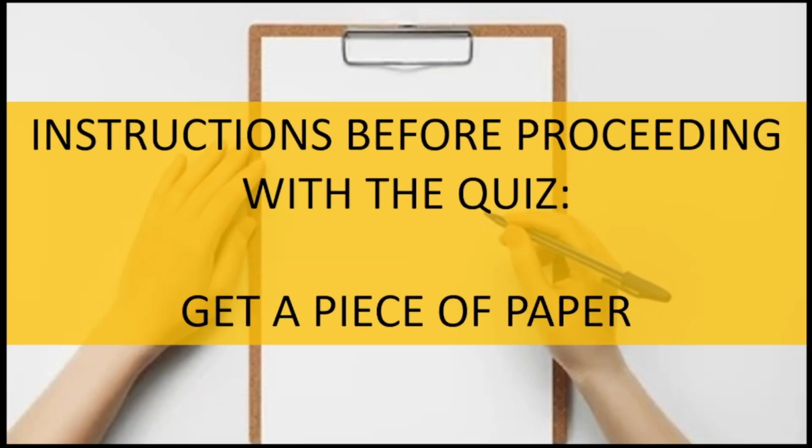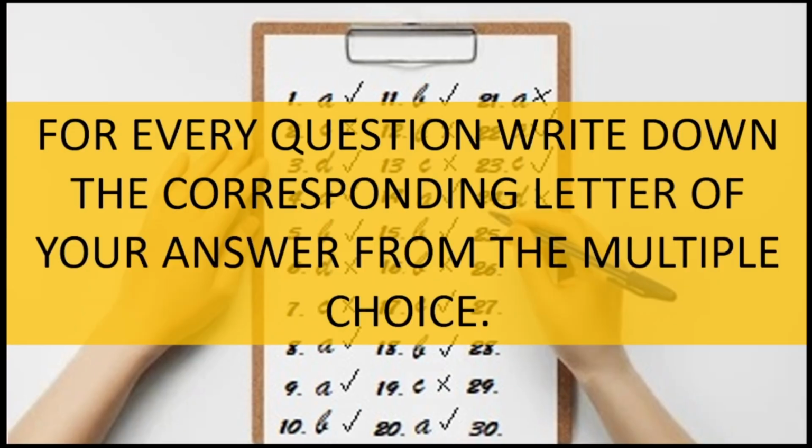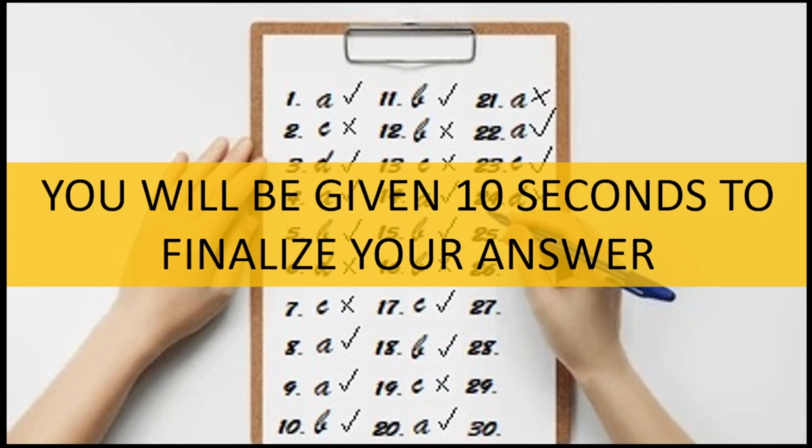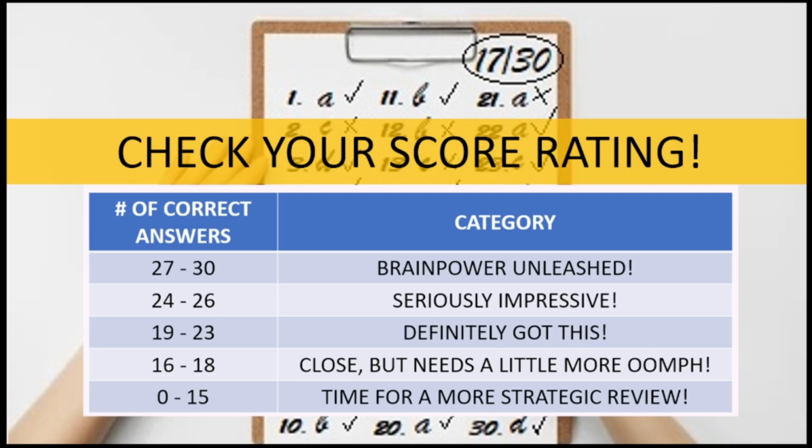Instructions before proceeding with the quiz: it is best to get a piece of paper muna, cut lengthwise, and then write down numbers 1 to 30 so that when you are ready, you can now start with the quiz. For every question, write down the corresponding letter of your best choice or answer from the multiple choice, and you will be given 10 seconds to finalize your answer. At the end of the quiz, count the total number of your correct answers and check your score rating. So if you are now ready, good luck.